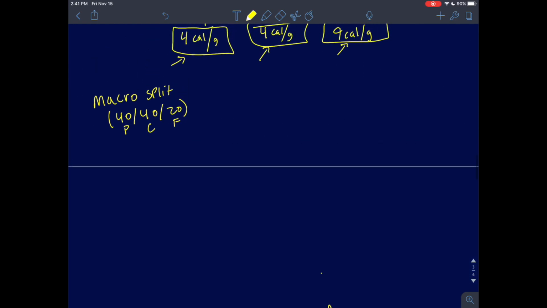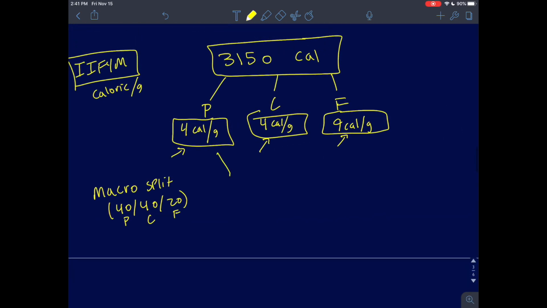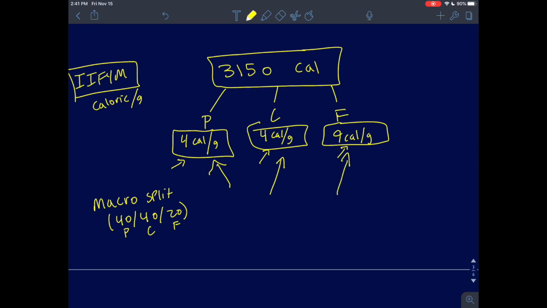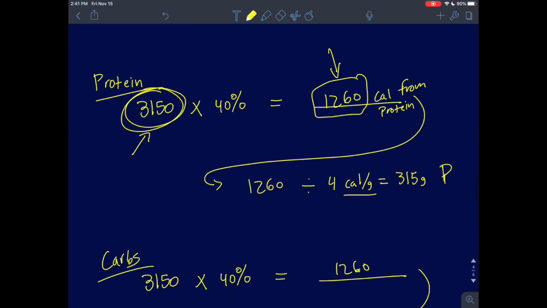Now if we remember, there's 4 calories per gram of protein, 4 calories per gram of carbs, and 9 calories per gram of fat. So once we have our number, we just divide it by our caloric makeup number, and then we get 315 grams of protein. Now I know that's a lot. I'm going to talk about that in a second, but this is just a way to calculate your macros. So just bear with me here.